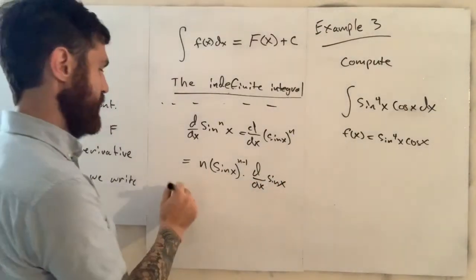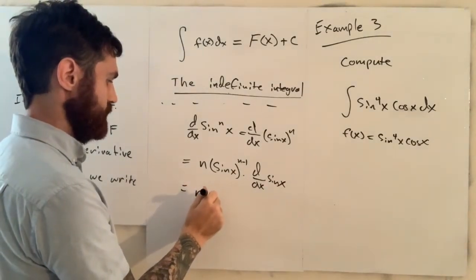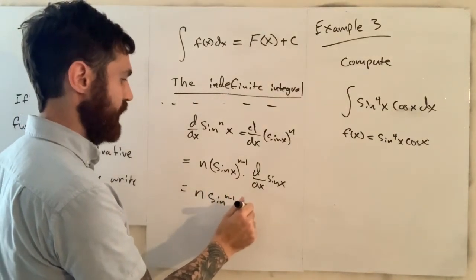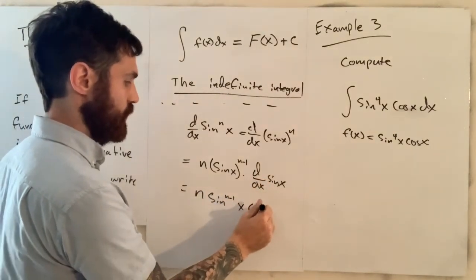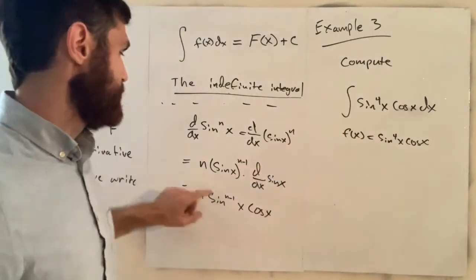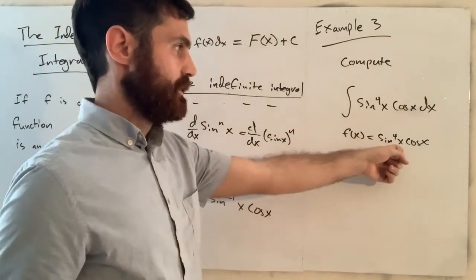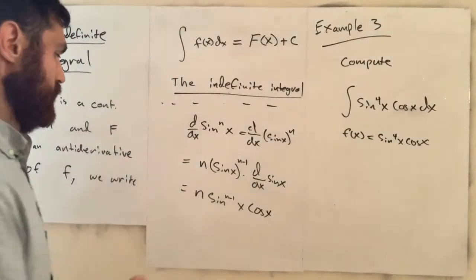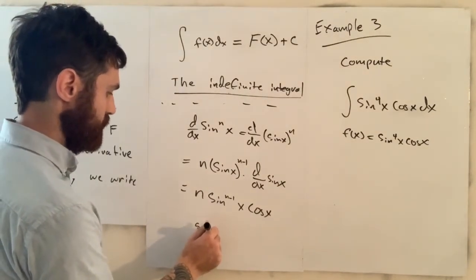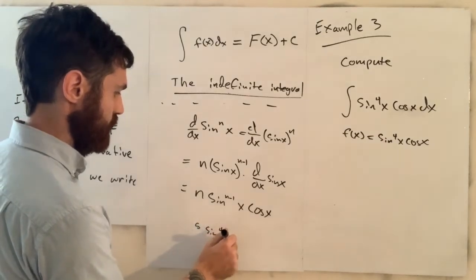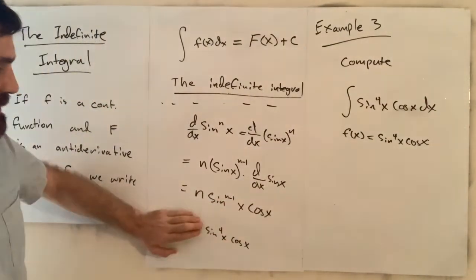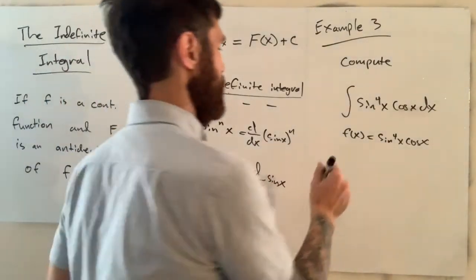And then what I'm going to get is n times sine raised to the n minus 1 x times, what's the derivative of sine? Cosine x. So in a sense, this actually kind of looks like that, except here, if we replace this with 5 sine raised to the 4 x cosine x, it kind of looks like that, except you have this extra 5. Well, how do we deal with that?